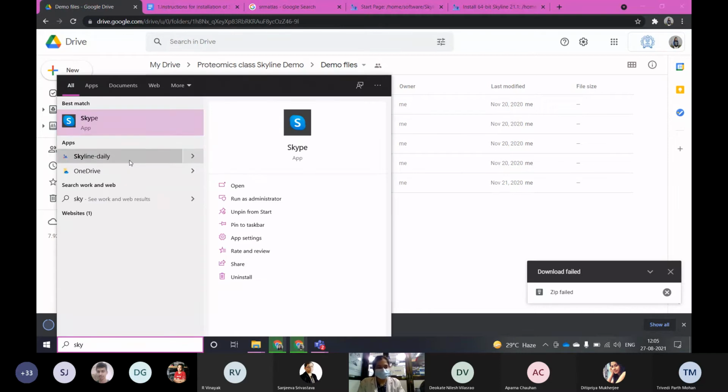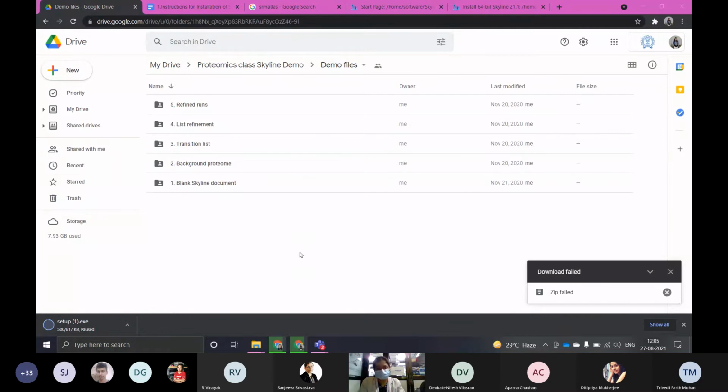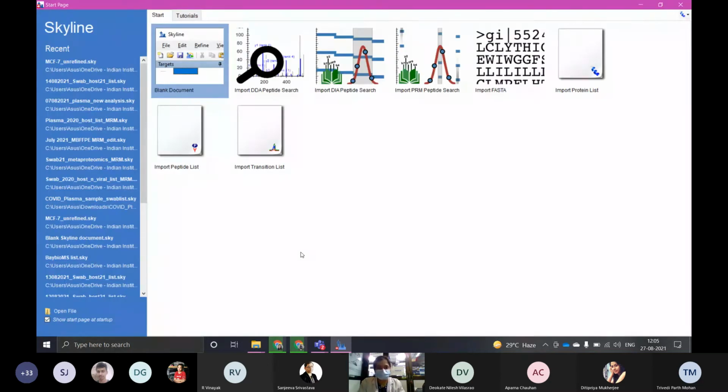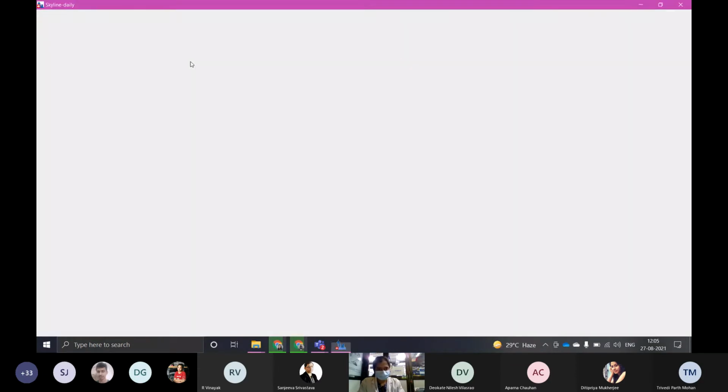On my PC I have Skyline daily, but if you have installed Skyline, there is not much difference except that one is a beta version and one is a stable version. This screen comes up. You have to go to a blank document. Once you open a blank document, it will look like this. This window is the target window where you feed in the targets that you will be using in your experiment. Here there are various functions and tools. You can go through each tab carefully.